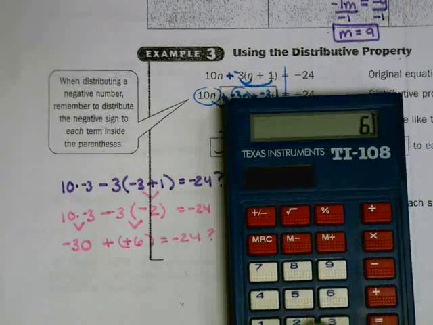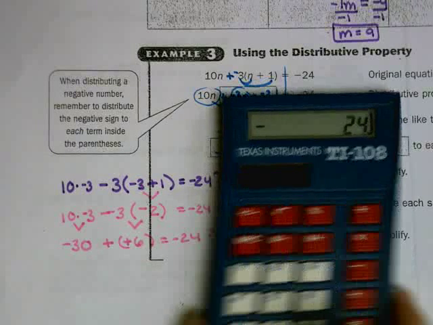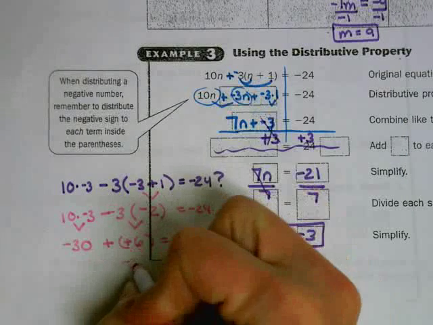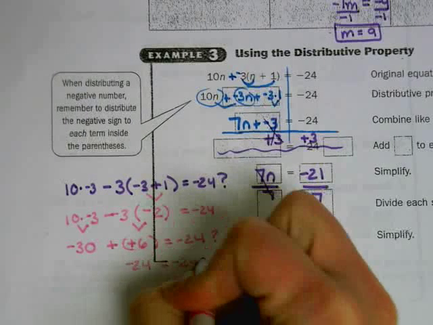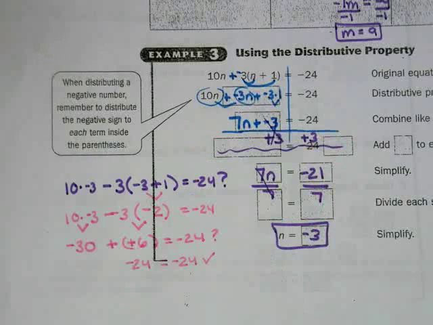So let's just make sure. Negative 30 plus 6 gives me negative 24. Awesome. So we didn't make any silly mistakes along the way. Now I am 100% sure that negative 3 is the solution. That's what makes that equation true, what makes it work.